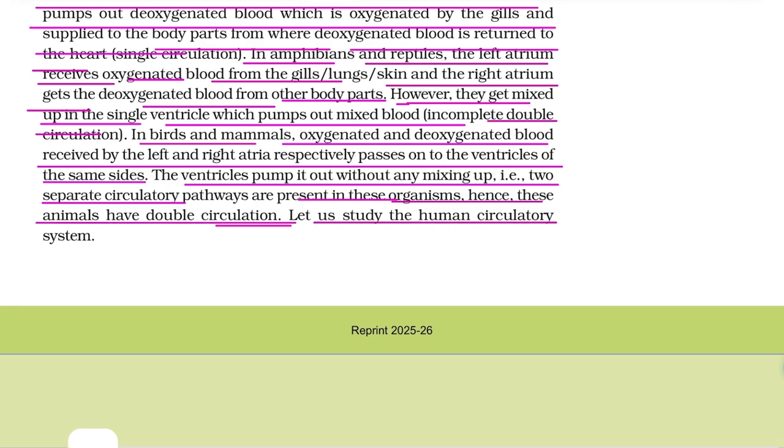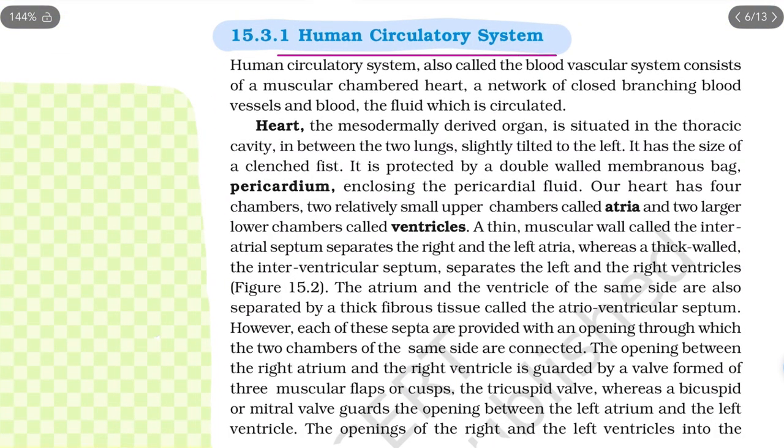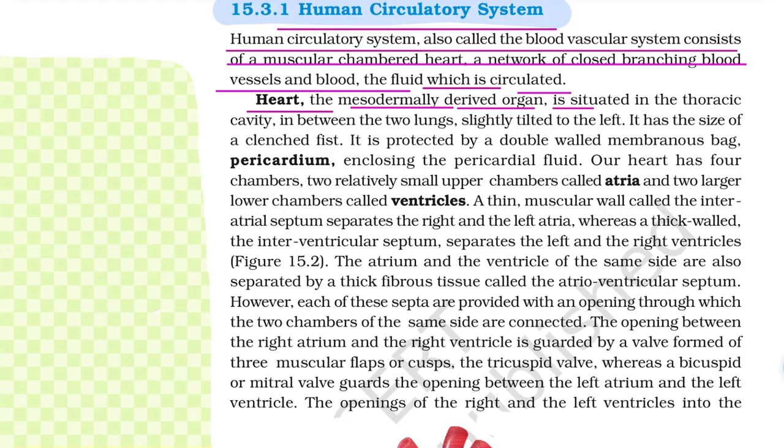Let us study the human circulatory system. The human circulatory system, also called the blood vascular system, consists of a muscular chambered heart, a network of closed branching blood vessels, and blood, the fluid which is circulated. Heart. The mesodermally derived organ is situated in the thoracic cavity in between the two lungs, slightly tilted to the left. It has the size of a clenched fist.